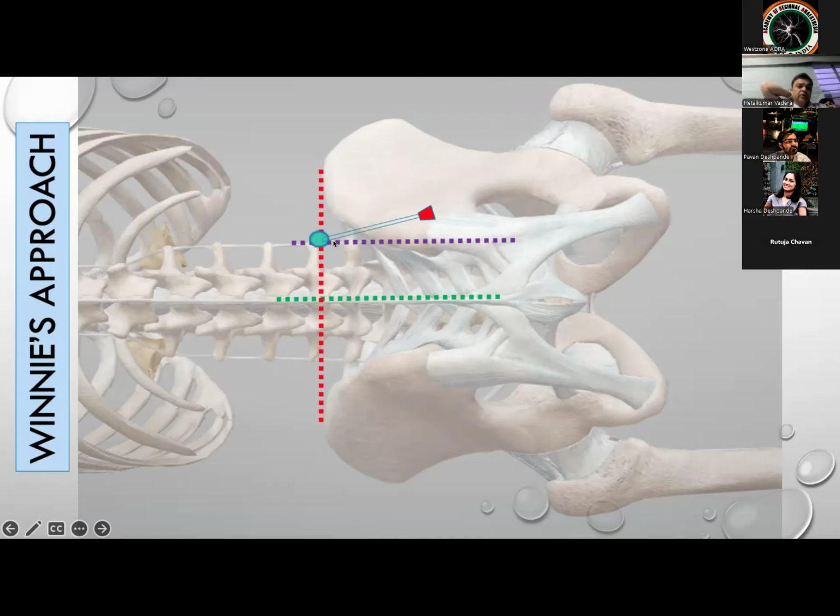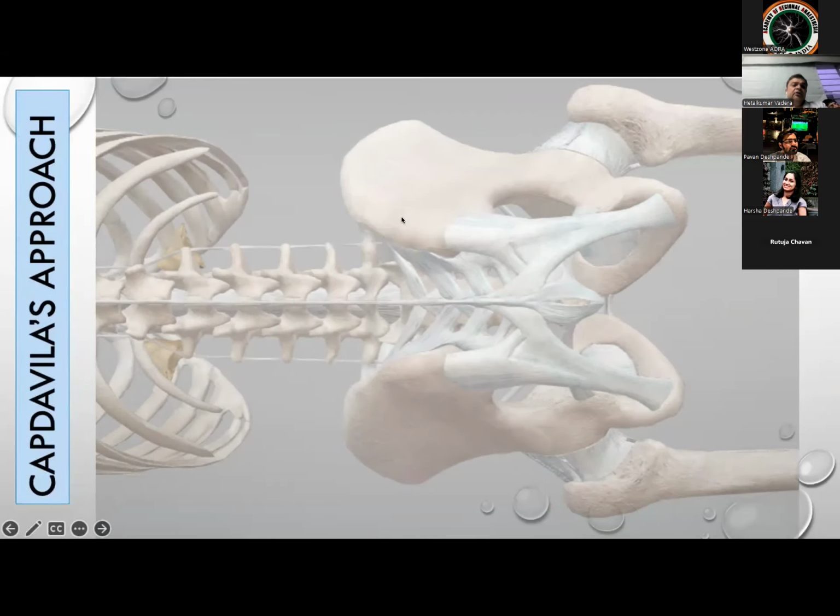But the important point is you have to hit the transverse process. Then you have to walk off the transverse process. You should go cranially because you are at the L4 level. So if you go cranially, you are for lumbar plexus only. If you go caudally, sometimes the drug spreads to the sacral plexus also. And then if you want to give a sacral plexus block, you will not get the desired response because of the drug spread. So this is the landmark for Winnie's approach. But sometimes the transverse process is completely missed with Winnie's approach, and that's why came the Capdevila approach.